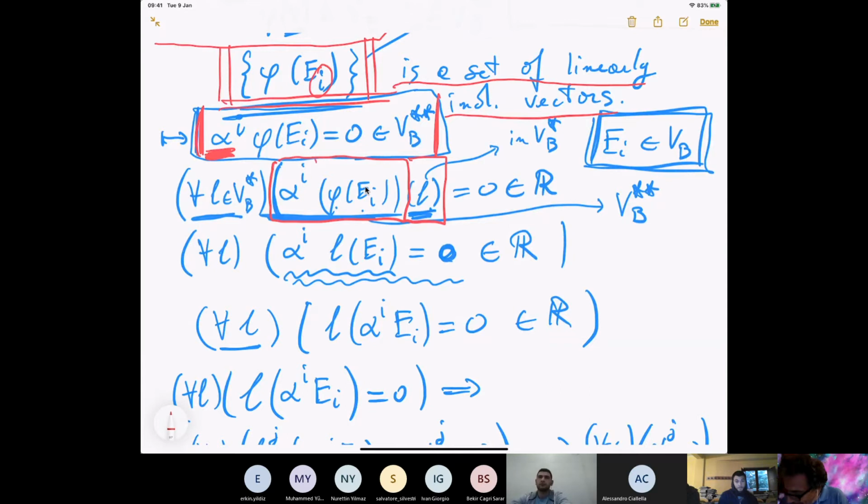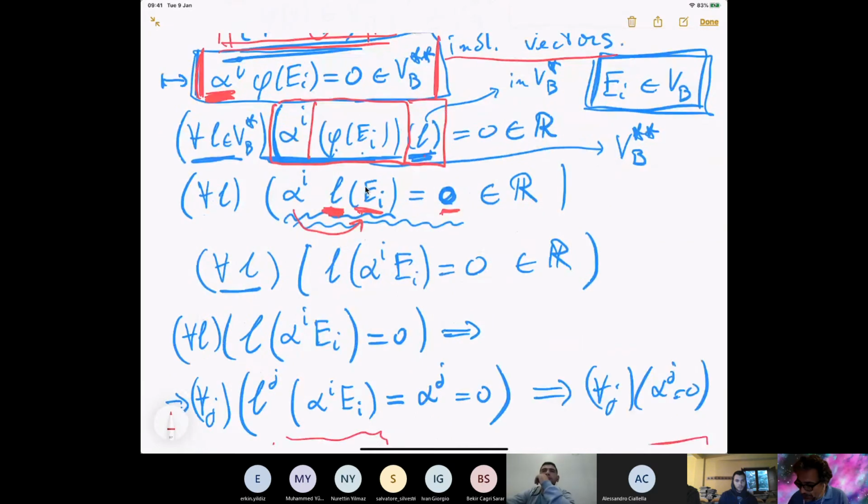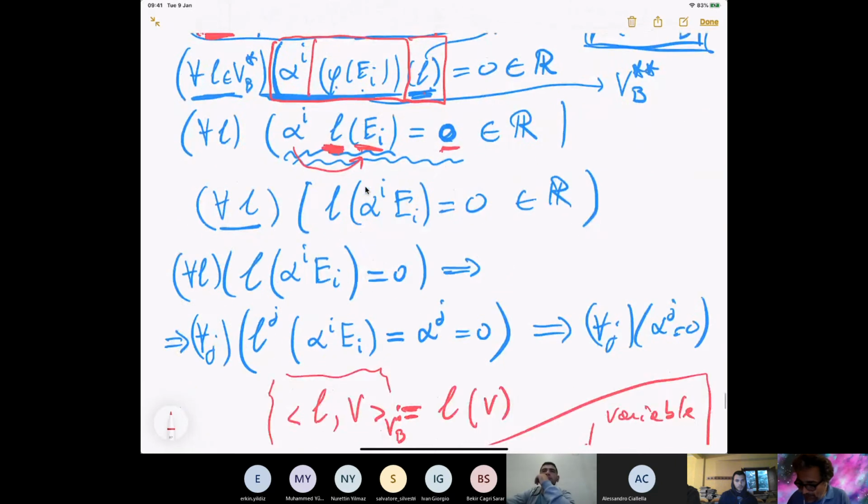Then I apply the definition: phi e_i applied to L is L applied to e_i. And this has to be equal to 0 for every L. Then L is a linear map, so the alpha_i's can go inside. So what we have proven is that for every L, L applied to alpha_i e_i is equal to 0.